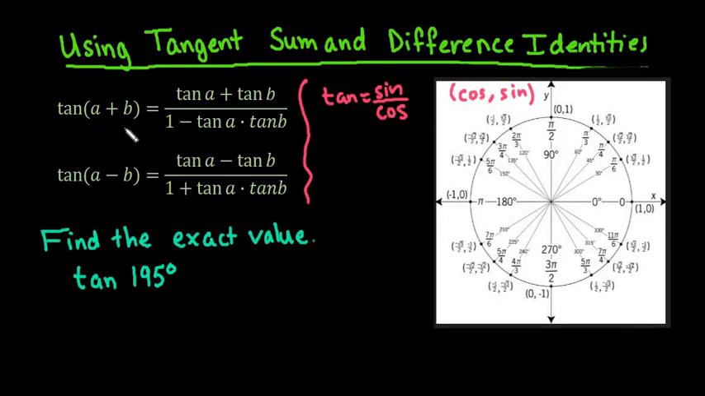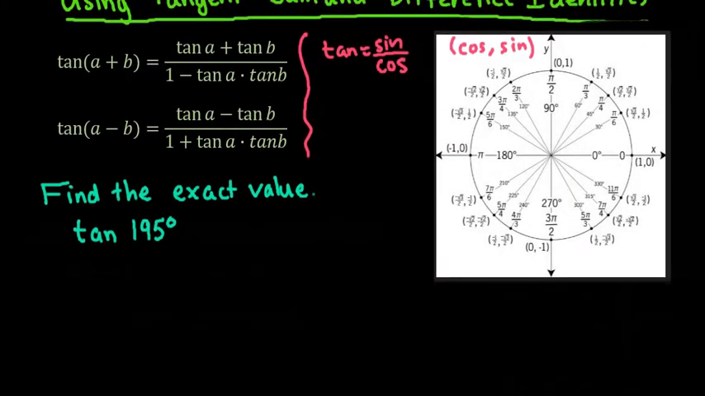Okay, so the sum and the difference identities. The sum tells us that the tangent of the sum of two angles is equal to tangent of the first angle plus tangent of the second, over 1 minus tangent of the first times tangent of the second. The difference formula tells us that the numerator is going to be subtraction and the denominator is going to be addition. That's the only difference between the two formulas, is where the plus and the minus go. So in a sum, the addition is in the numerator, and for a difference, the subtraction is in the numerator and the addition is in the denominator.